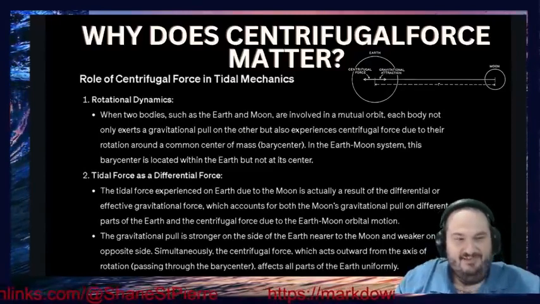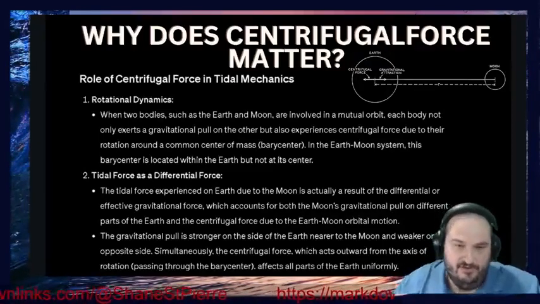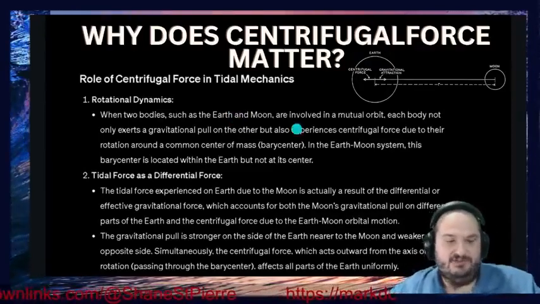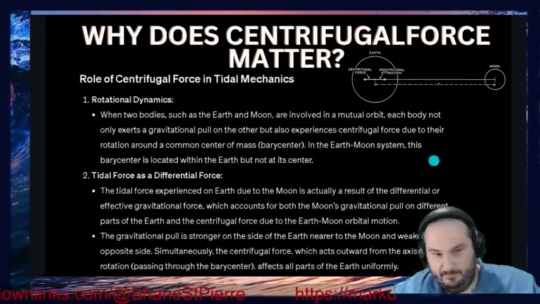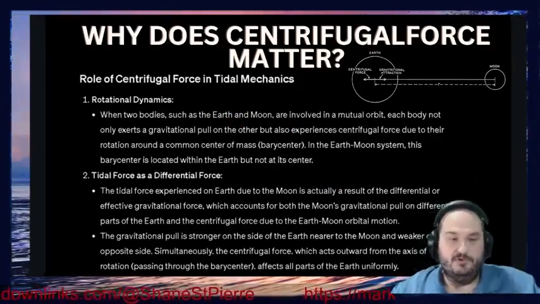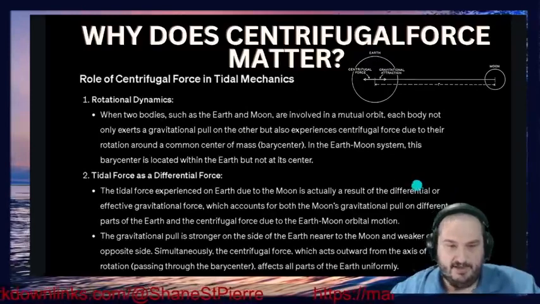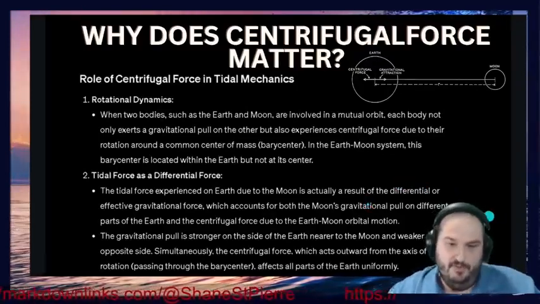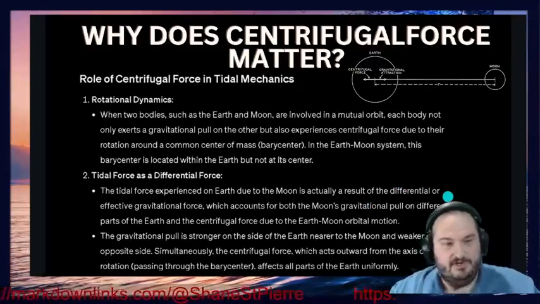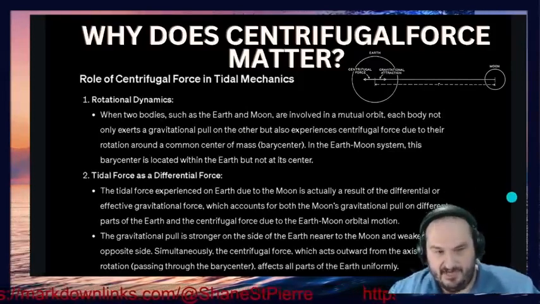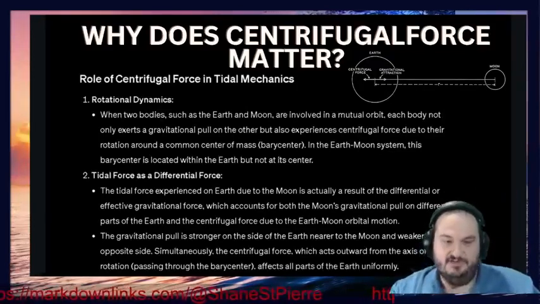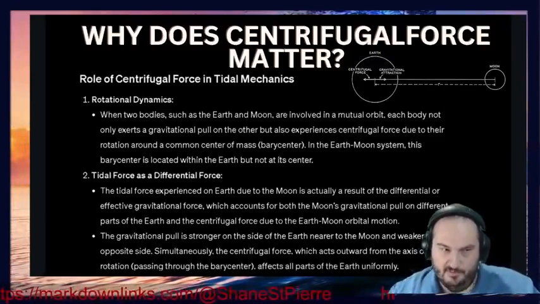It says that when two bodies, such as the Earth and the moon, are involved in a mutual orbit, each body exerts not only gravitational pull on each other, but experiences centrifugal force due to their rotation around a common mass. The tidal force on Earth due to the moon is a result of the differential of the effective gravitational force and the centrifugal force due to Earth orbital motion.